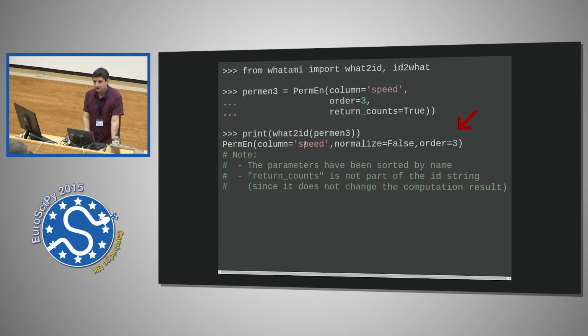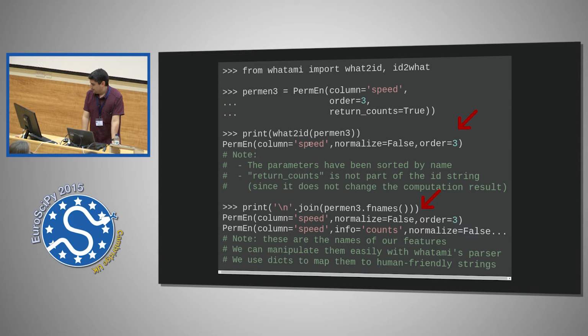And the reason for that is that in whatami there are two types of parameters, those that change the result of the computation, those that don't change the result of the computation. Those that don't change the result of the computation are not part of the default identifier, which allows whatami to be used also for caching computations. And it's useful also, for example, to generate the feature names that are given by this computation. So here you see these 1, 2 features that are returned by that class when you pass it a time series. And we can manipulate those strings very easily.